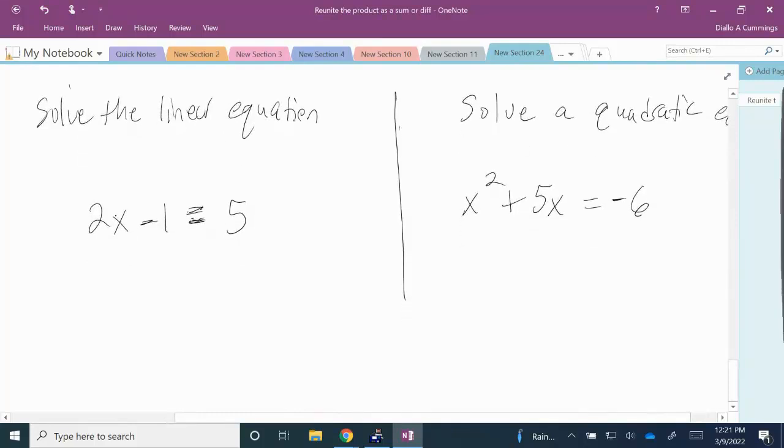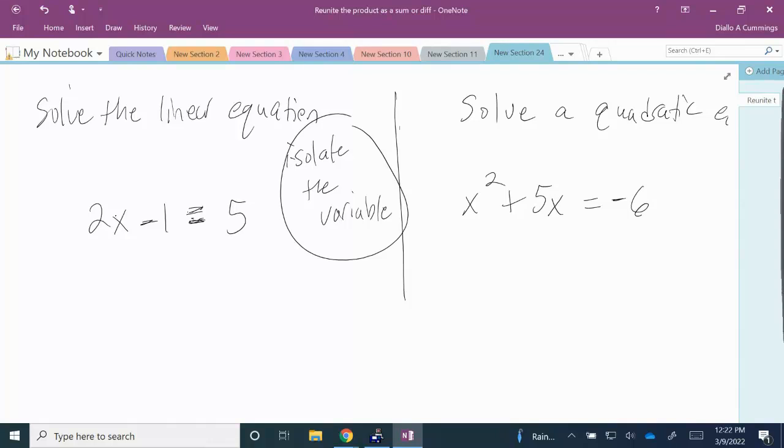In order to solve the linear equation, we must isolate the variable. What does that mean? That means that we must put the variable on one side, we put everything else on the other side, and then we can solve. So here's the linear method. In order to solve 2x minus 1 is equal to 5, the first thing I'm going to do is add 1 to both sides. So I have 2x is equal to 6.